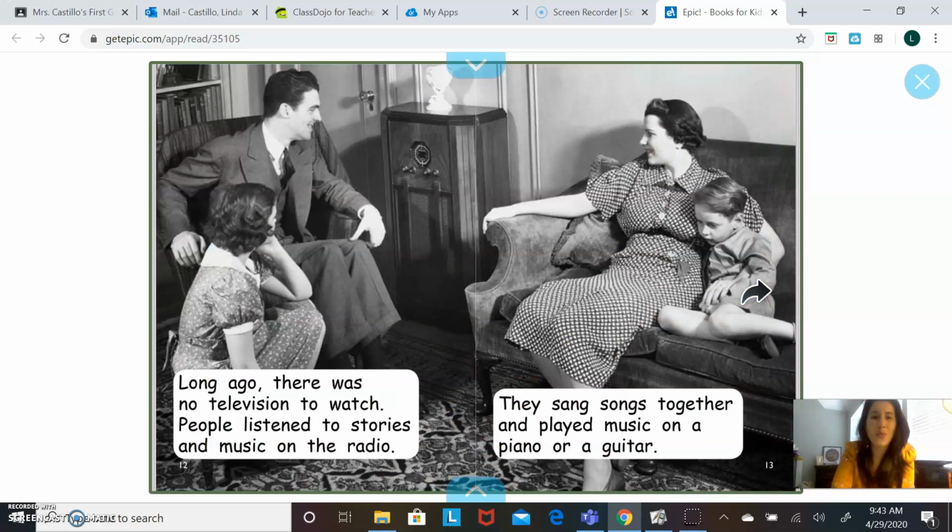Long ago, there was no television to watch. People listened to stories and music on the radio. They sang songs together and played music on a piano or a guitar.